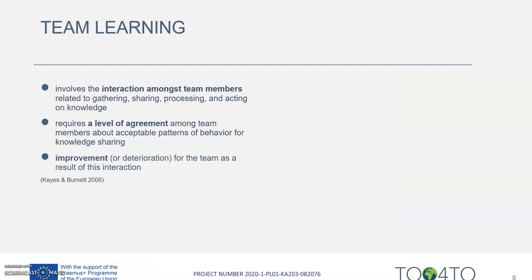Of course, team learning involves full interaction with the team members, but it's also important to have a level of agreement. And it is important to understand that this team needs to be supported so to get the correct results that are aimed for. So there needs to be knowledge sharing in order for this to work.